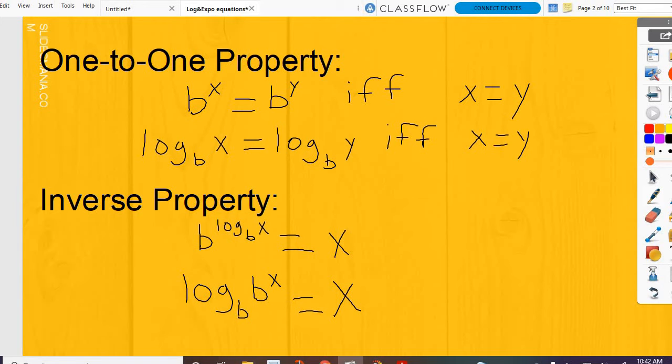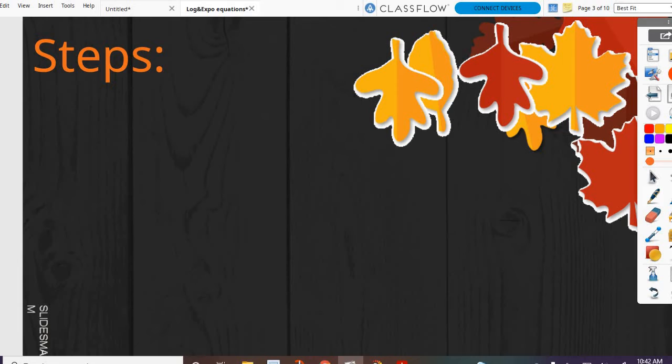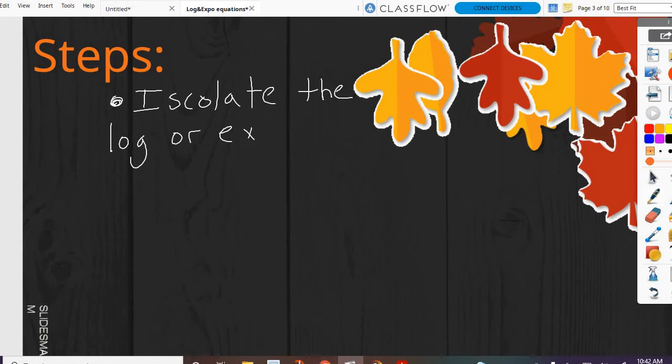Alright, so which one of those properties is probably going to be a little bit easier to use? The one-to-one, and that's the one that we want to use first. So when we're looking at these problems, our first step is to isolate the log or exponential. And that'll look different depending on what the equation is.